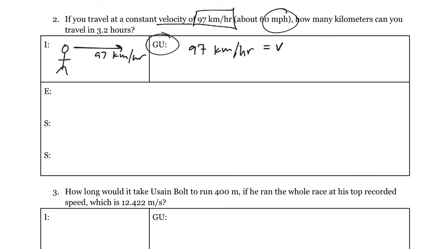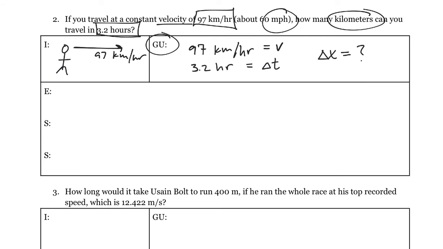And then it asks, how many kilometers can you travel in 3.2 hours? So 3.2 hours is our second given, and that is a time. So we put change in time with 3.2 hours. And our question asks, how many kilometers can you travel? And kilometers is a unit of distance, so we're going to use delta x for that. That's what we're trying to find, how far we went, which is the delta x.